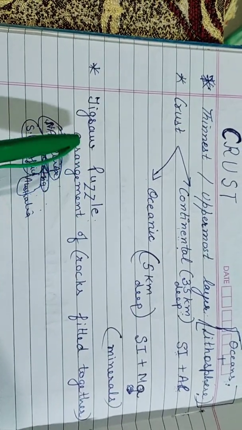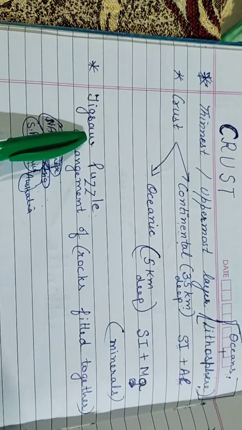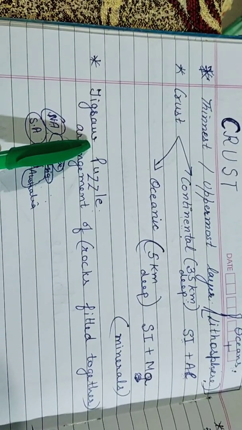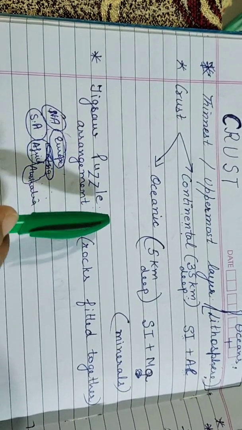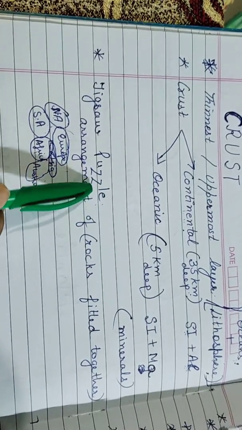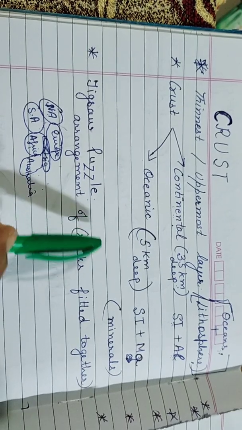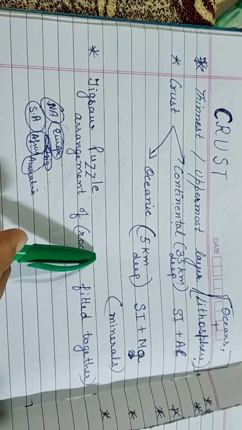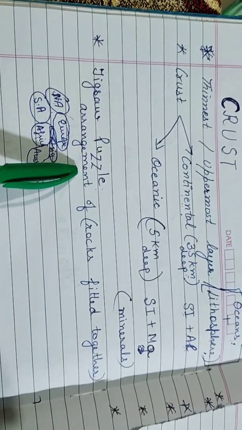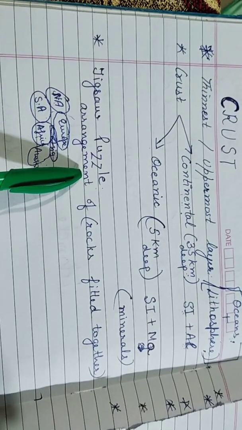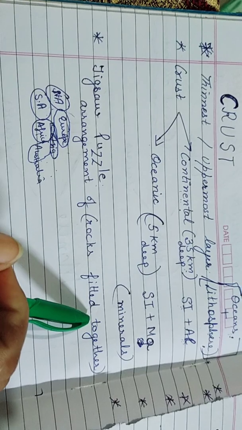Look here now. The third important thing about crust is that it looks like a jigsaw puzzle. Jigsaw puzzle means like in the game you have to fit different pieces together. In the same manner, the crust is an arrangement of rocks fitted together.